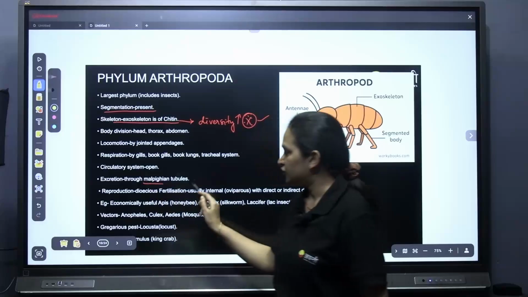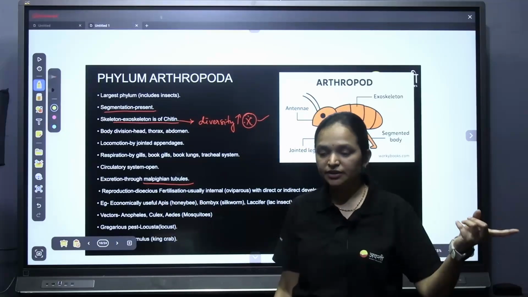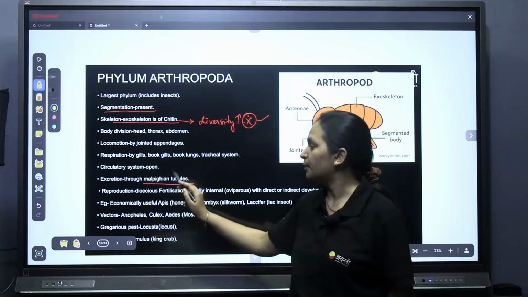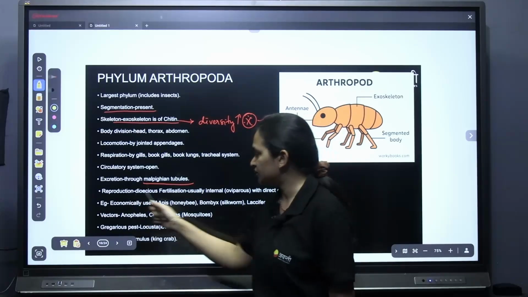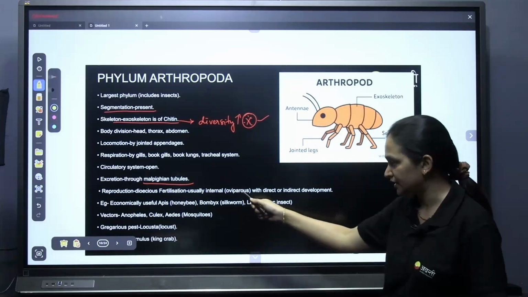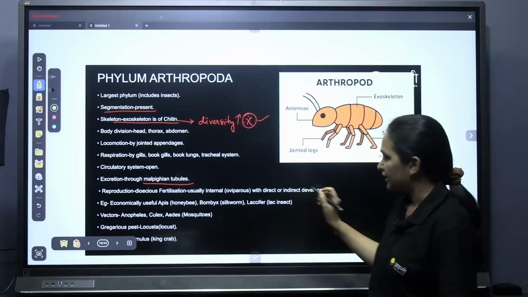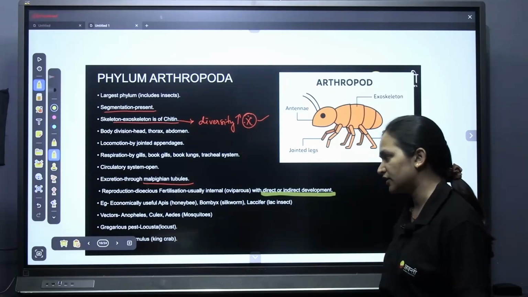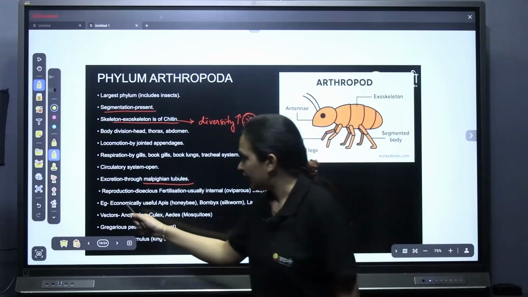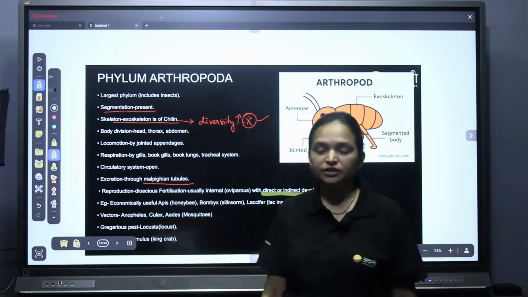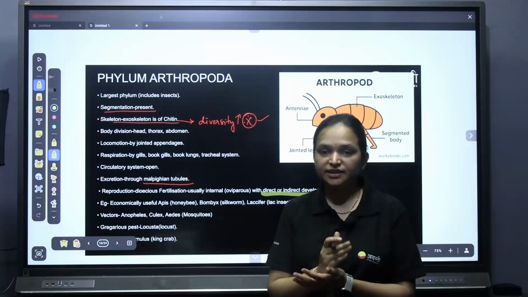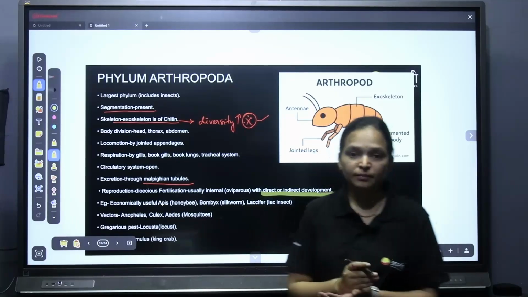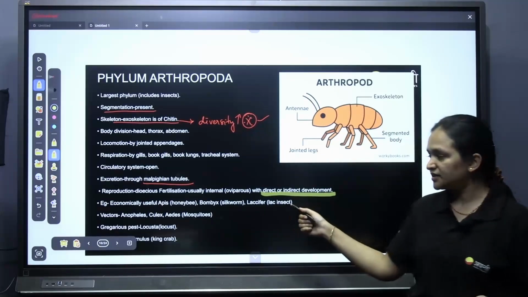Excretion is through malpighian tubules. In annelids it is nephridia; here in arthropods it is malpighian tubules. Reproduction is dioecious. Fertilization is usually internal, and they are oviparous. Direct as well as indirect development is seen here. Some of the insects are also economically useful. Examples: honeybees, silkworm and lac insects.